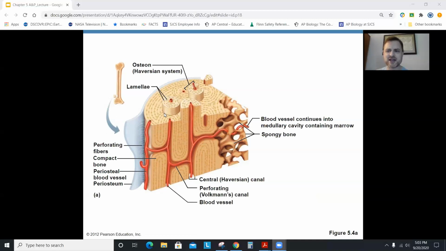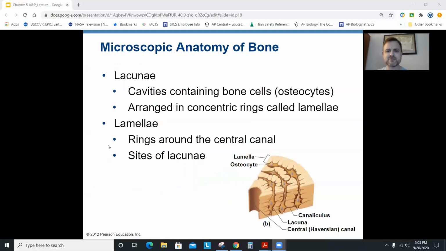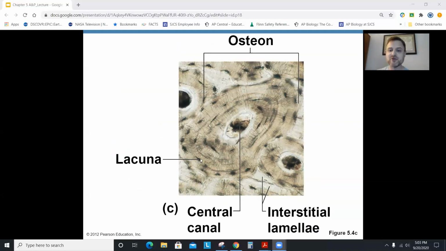So a lot of new vocabulary, probably. This is the image I showed you before. This is an actual microscope image. Here you see the central or Haversian canal. Here you see the concentric rings. The lacunae, the ones that look kind of like raisins, are the little gaps that house osteocytes, the cells that form bones.